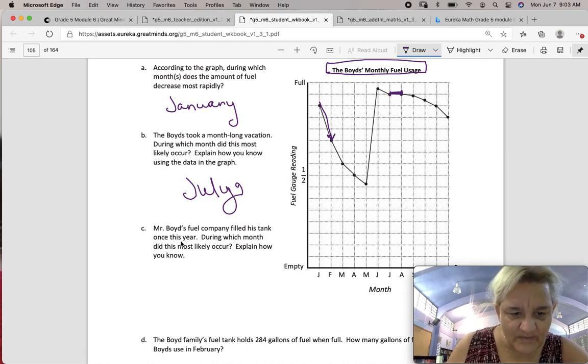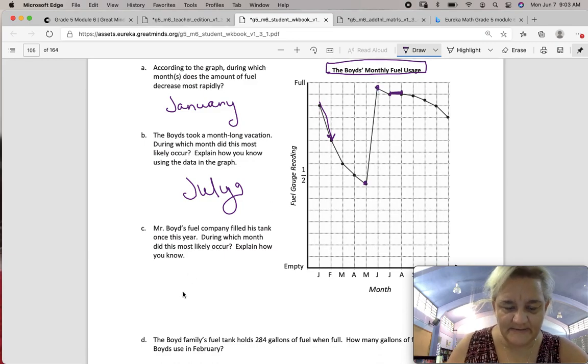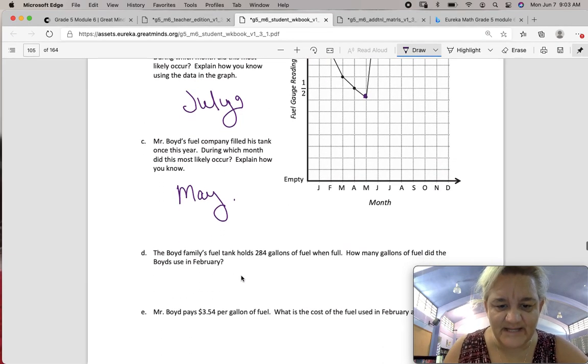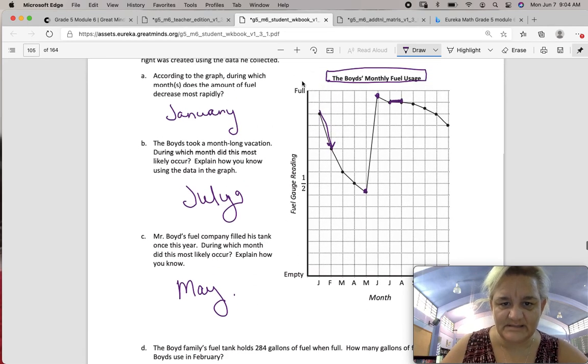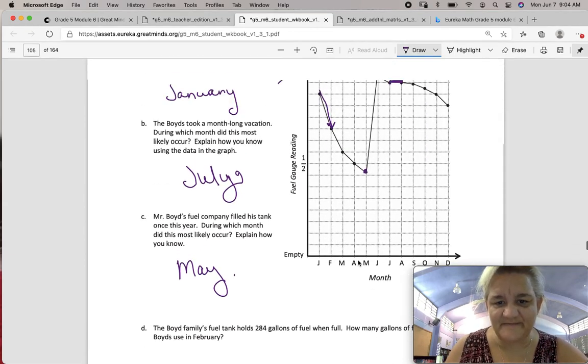They filled the tank once this year. During which month did this most likely occur? Well, it happened in May, because look, it went from all the way down here, all the way up to here. The Boyd family fuel tank holds 284 gallons of fuel when full. So full equals 284. How many gallons of fuel did the Boyds use in February?